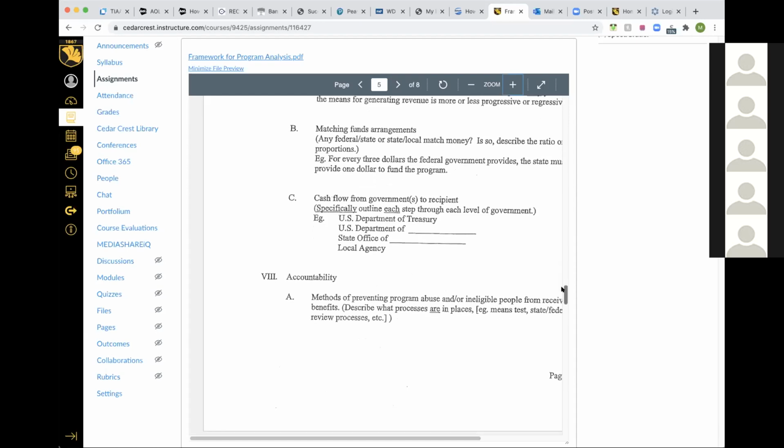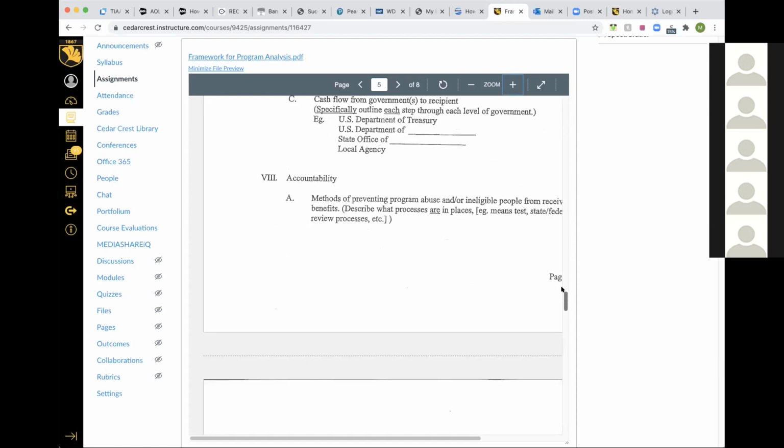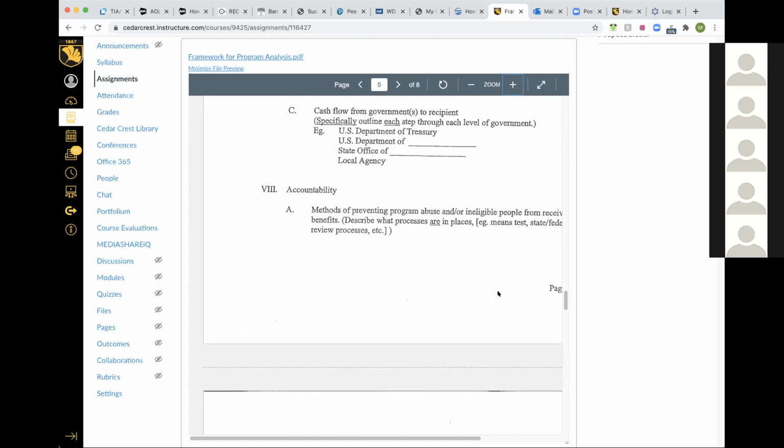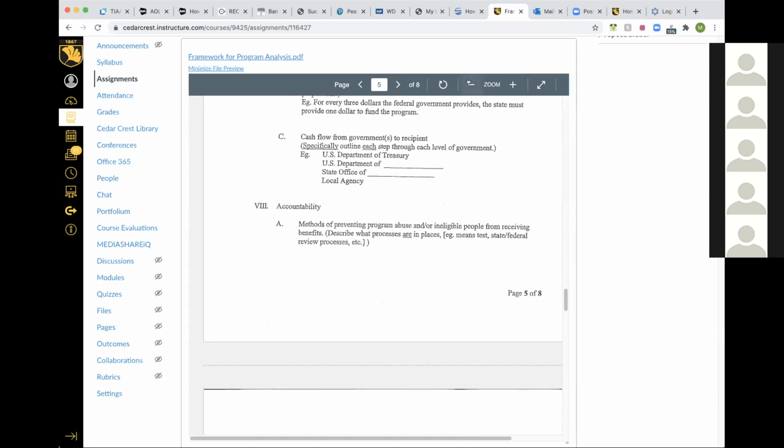Okay, that's program financing. Now, accountability, which is huge these days. Better on Zoom, can't see the whole damn thing.